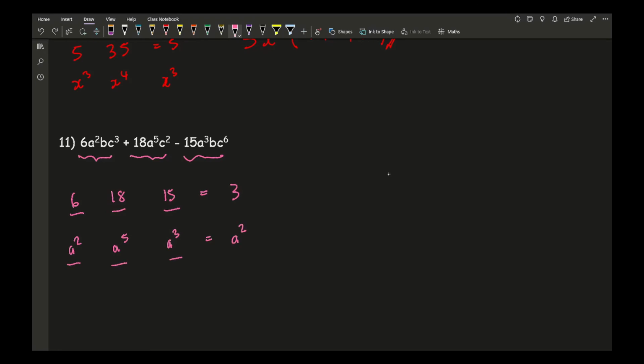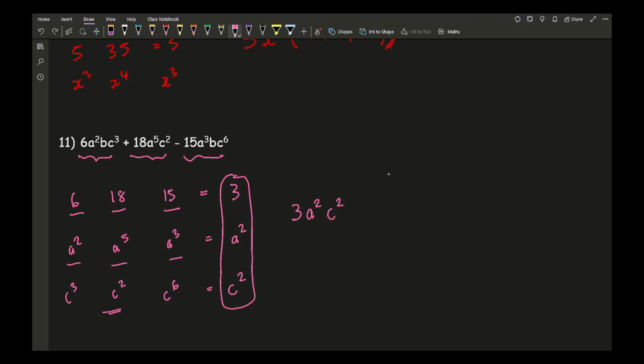Now looking at the other letters, well, they've all got c's. So I've got c cubed, I've got c squared, and I've got c to the power of 6. So again, I go for the smallest option, which is c squared. Now I can't use b because there is no b in the second term, so that's why I can't use it. So what's going to go outside are these 3 things here. So I've got 3a squared c squared.